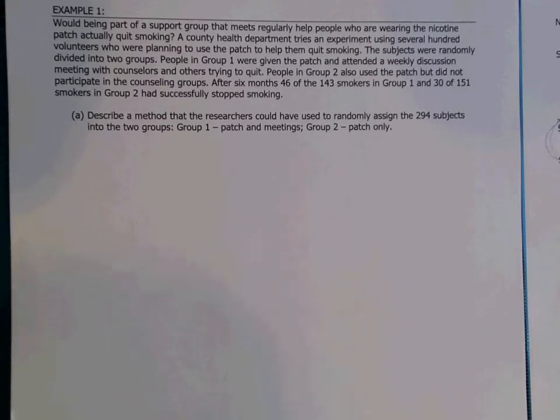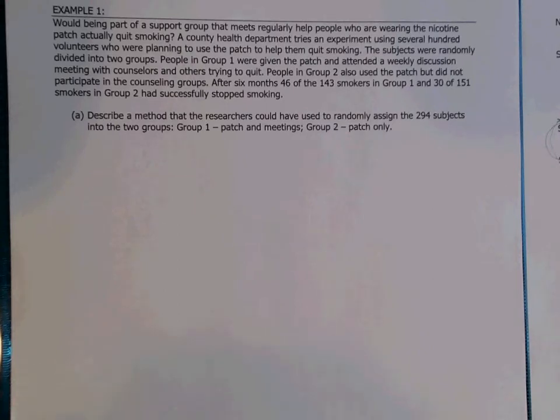The subjects were randomly divided into two groups. People in Group 1 were given the patch and attended a weekly discussion meeting with counselors and others trying to quit. People in Group 2 also used the patch, but did not participate in the counseling groups. After 6 months, 46 of the 143 smokers in Group 1 and 30 of 151 smokers in Group 2 had successfully stopped smoking. Describe a method that the researchers could have used to randomly assign the 294 subjects into two groups. Group 1, patch and meetings.